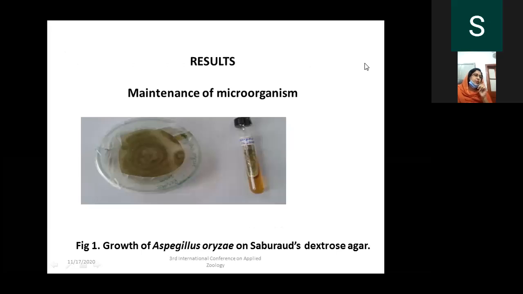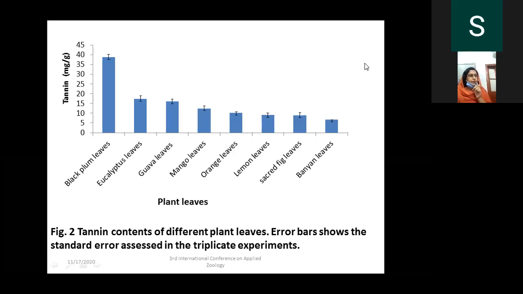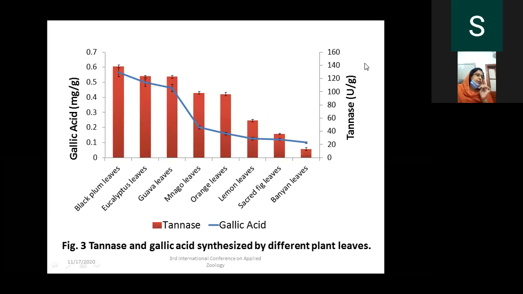In the first case, you can see this was the Aspergillus oryzae slant that grows on the Sabouraud dextrose agar. Then in this case, you can see the tannin contents of different plant leaves. You can see that the highest tannin content was reported in black plum leaves, approximately 38 milligram per gram of the substrate. Then this is the first slide for the selection of substrate, and the highest yield of both the tannase as well as gallic acid was obtained by using the black plum leaves.